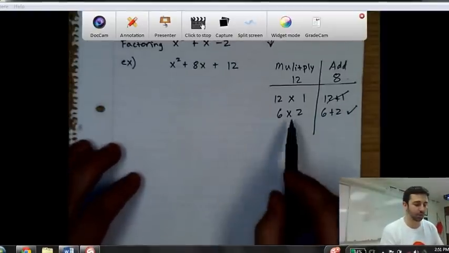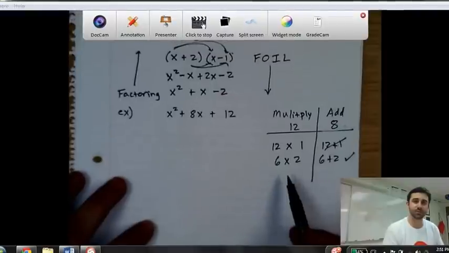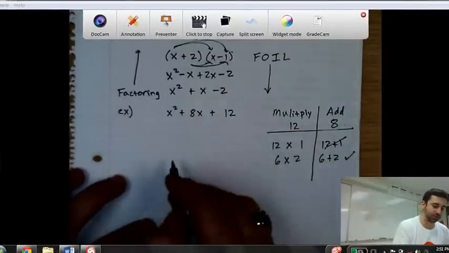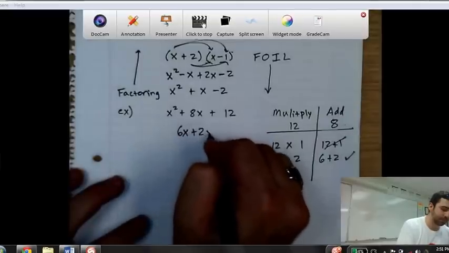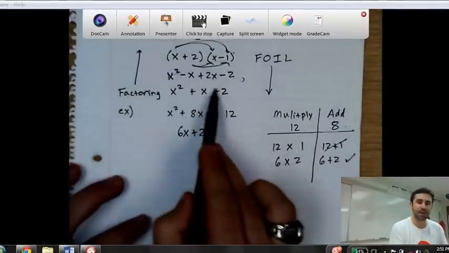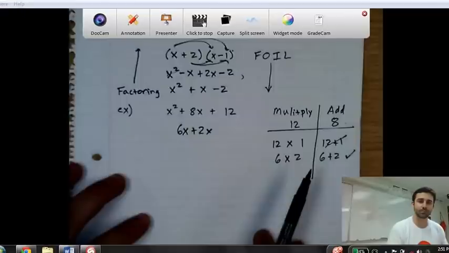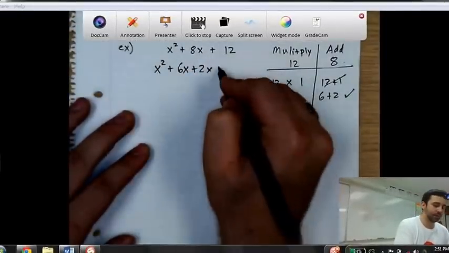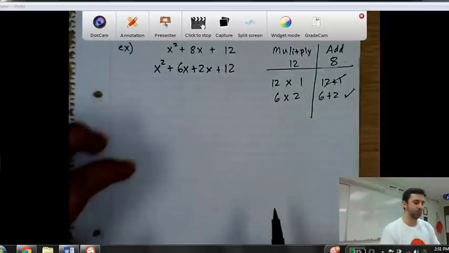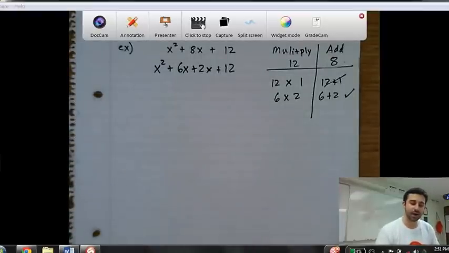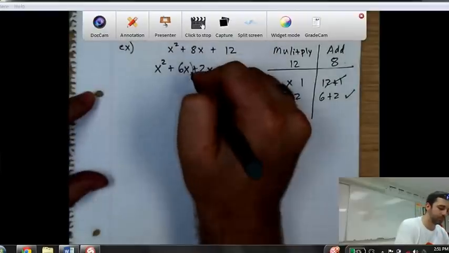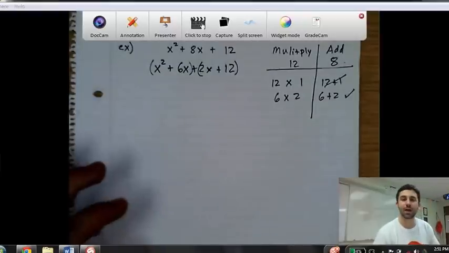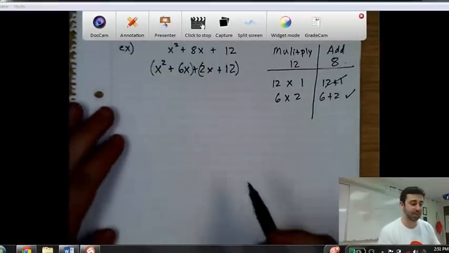So we can rewrite this one term, which is 8x, into two terms, 6x plus 2x. This is that middle step from our previous example. And then I rewrite x squared and 12. And from here I can group the first two terms and the last two terms and pull out a common factor, or the greatest common factor.